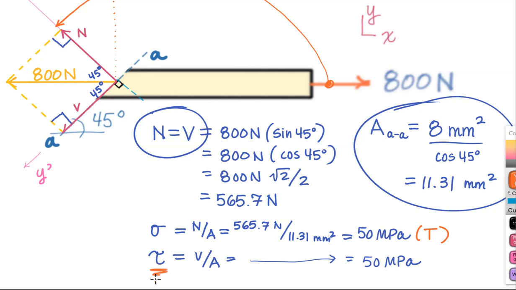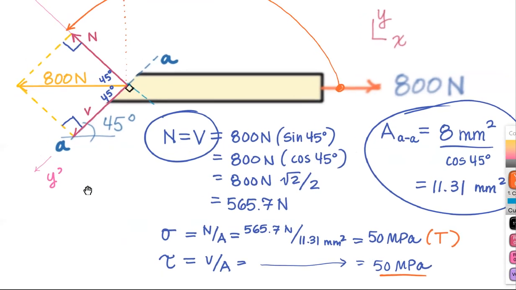For shear stress, we don't tend to report these answers with positive or negative signs. So these are known to be magnitudes. This is a magnitude only, but we want to illustrate the direction on the stress element itself.